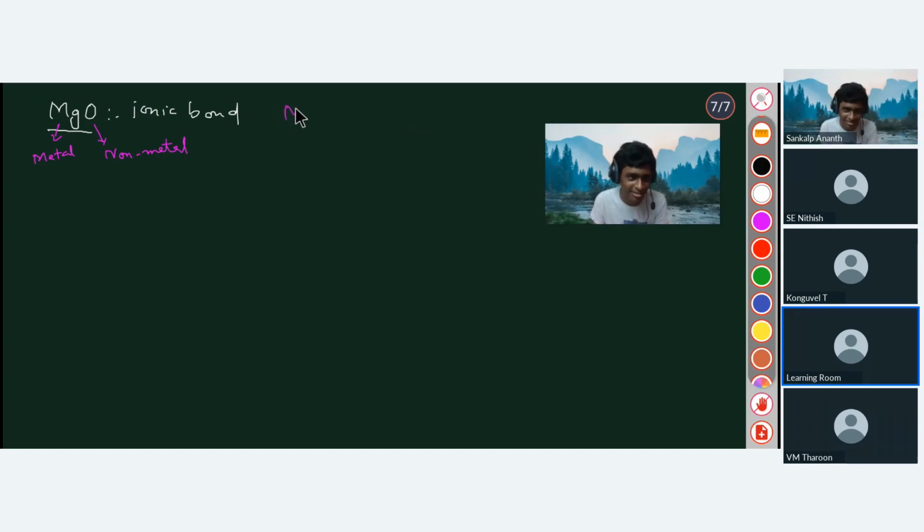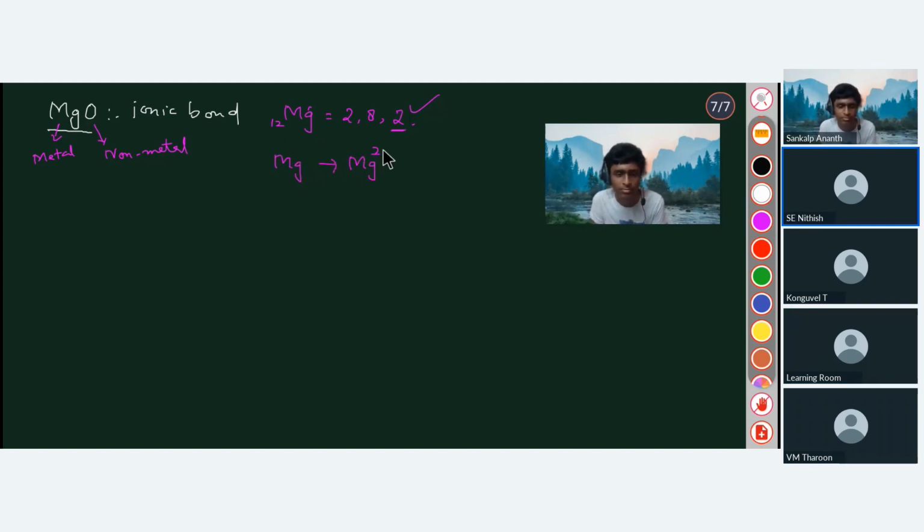Let's see how an ionic bond will be formed here. Magnesium has 12 electrons, so its electronic configuration will be 2, 8, 2, right? That means its octet is not complete. In order to complete its octet, it has to lose these 2 electrons. So magnesium loses 2 electrons to form Mg2+. When it is Mg2+, its electronic configuration will be 2, 8, so its octet is complete.